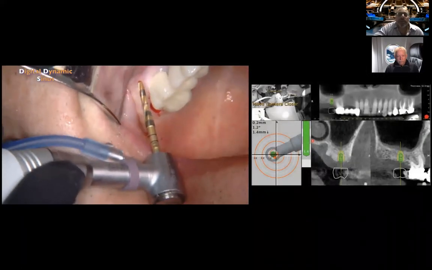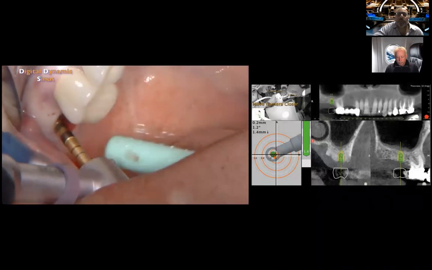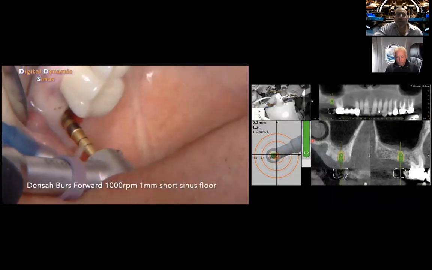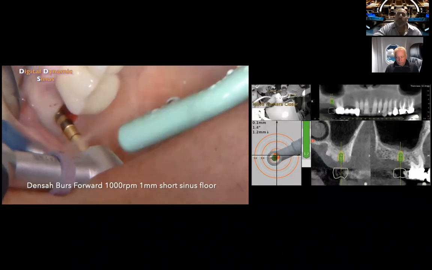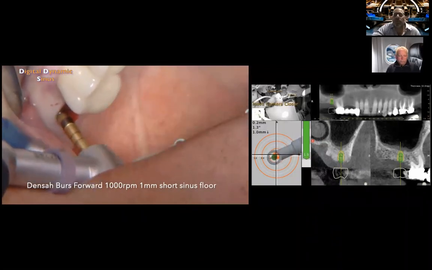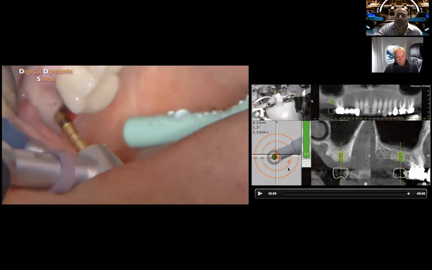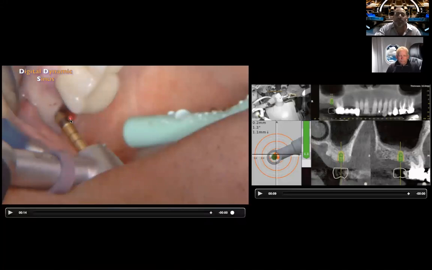So here we are using the denser burrs. We've used a pilot burr forward first, and then after that, we're drilling in reverse at 1,000 RPM or 1,200 RPM, but your choice. But we want to stay 1 millimeter short of the sinus floor. And this here, this is what I'm looking at. I'm looking at my planned implant short of the sinus, short of the membrane, and you notice that I stopped 1.1 millimeters short of the sinus. I can't guess that if I'm doing that free-handed. Even if I have markings and measurements, I still can't be as exact as that, especially when I'm making a miniature flap like you see here.